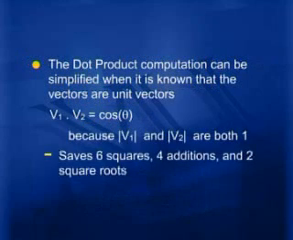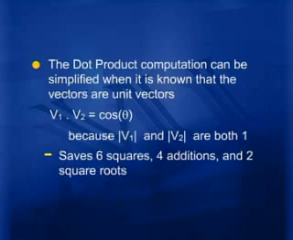The dot product computation can be simplified when we know that the two vectors are unit vectors. If we know that v1 is a unit vector and v2 is a unit vector, that means their magnitude is 1. If the magnitude is 1, from the second formula that we looked at for calculating the dot product, we know that v1 magnitude and v2 magnitude both would be 1. So the resulting value would be only based on the cos of the angle between the two.